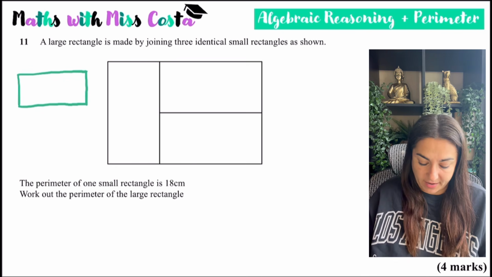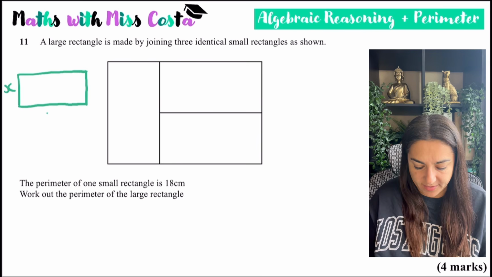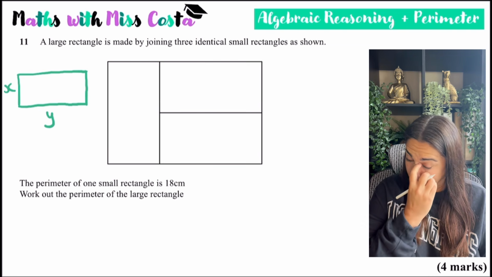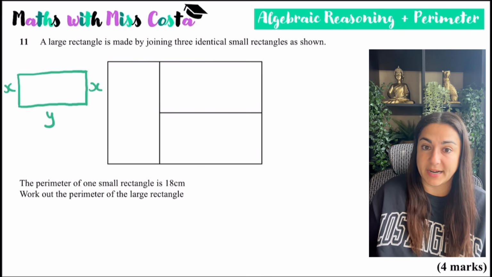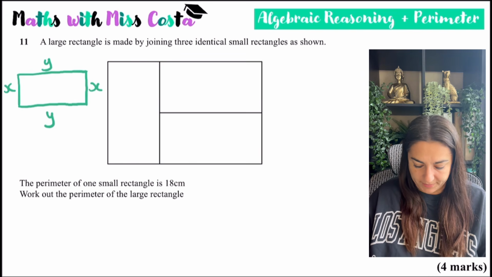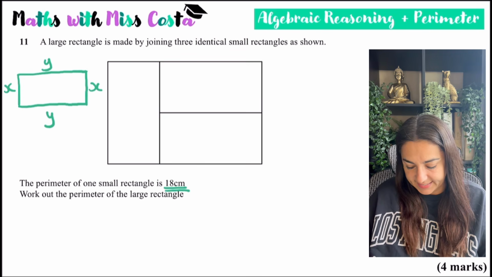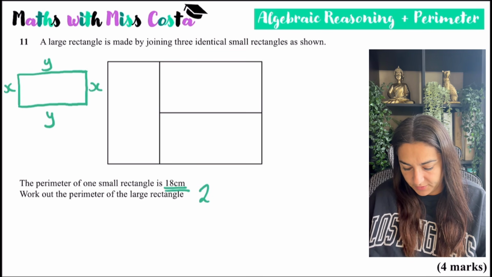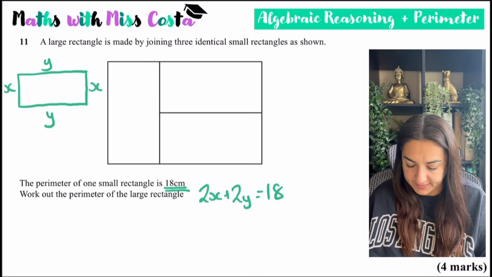So if this is a rectangle, I know that I can call one of the sides X because I don't know what it is, and the other side Y. But because we're dealing with perimeter here and opposite sides of a rectangle are equal, I know I'm going to have 2 lots of X and 2 lots of Y. So the perimeter of one small rectangle is 18 centimetres. So I know that 2x plus 2y must equal 18 centimetres.